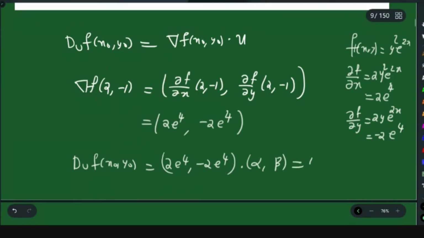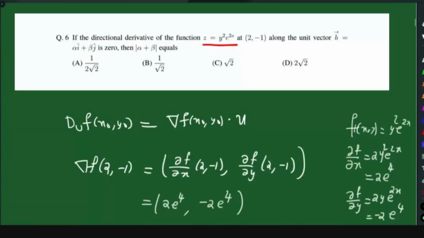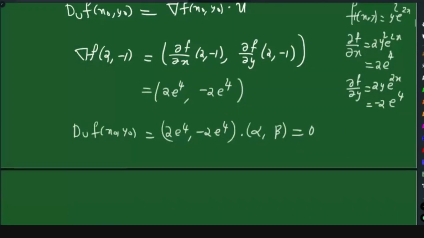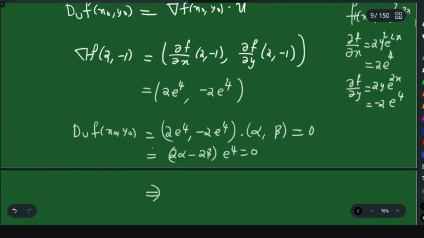It is given that it is 0, right? You see the question. This directional derivative is given as 0. So the only thing I need to find is modulus of alpha plus beta. So let me look at this. You compute it. What you will get? 2 alpha minus 2 beta into e raised to 4 is equal to 0. e raised to 4 can never be 0. So this implies alpha is equal to beta, right?